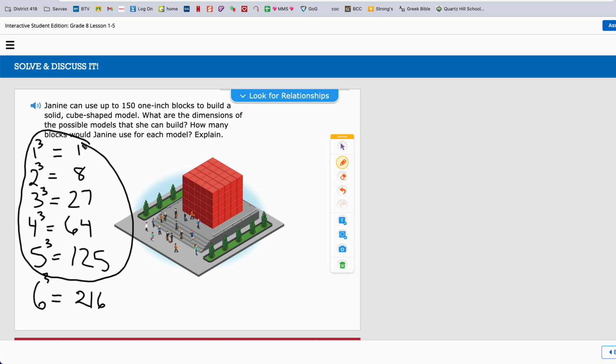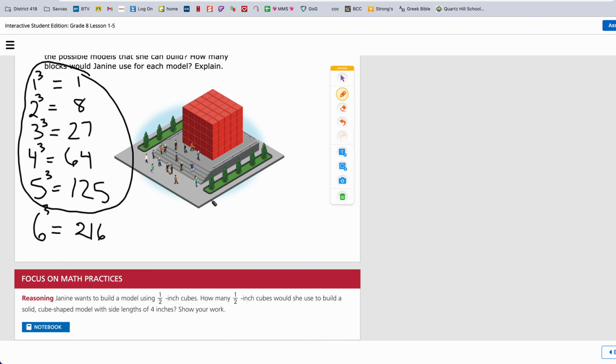All right. What if, and I'll just do this, the question down here at the bottom. Janine wants to build a model using 1/2-inch cubes. So she puts away the 1-inch blocks that she was playing with. She pulls out the 1/2-inch blocks now. She wants to build a model that is 4 inches by 4 inches by 4 inches.